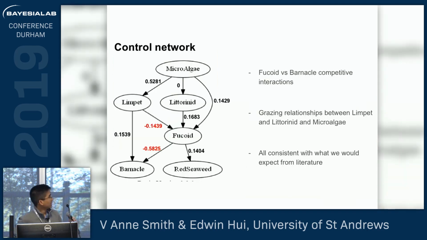So here's a control network that we found. And it's working pretty well. We managed to reveal the fucoid and barnacle competitive interactions for space, because when you find an area that's covered in fucoid, it's almost impossible for barnacle to settle on that area, and vice versa. But of course, with a static Bayesian network, you can't really model feedback loops, which is why we wanted to do dynamic networks in the first place. And it also managed to reveal really strong Bayesian relationships between limpet and littorinids and microalgae. And these are all consistent with what we would expect from literature.